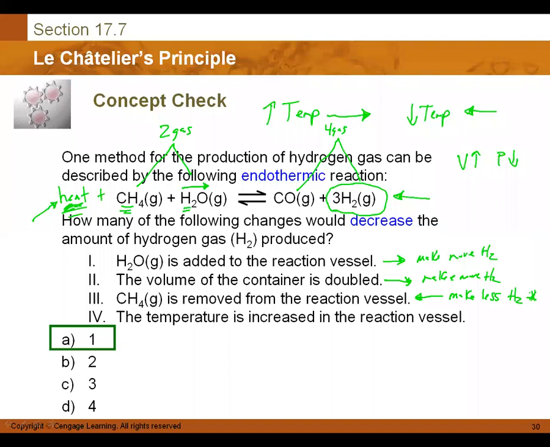And lastly, the temperature is increased. So as we just talked about up here, if we increase the temperature, it should cause the equilibrium to shift to the right, and that would make more H2. So in this case, only one thing would cause less H2 being made, and it is number 3 on this list. Any question on any of that stuff there? Okay.